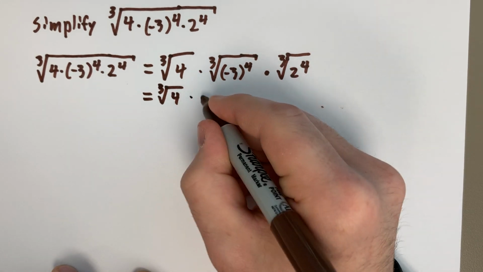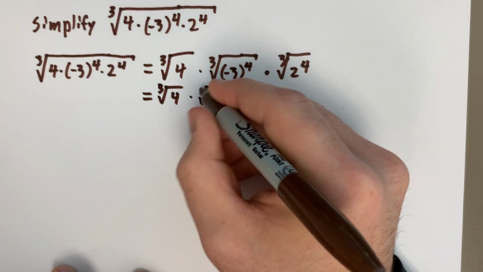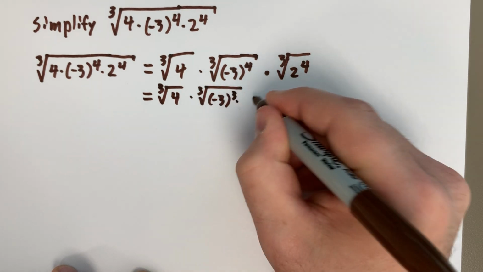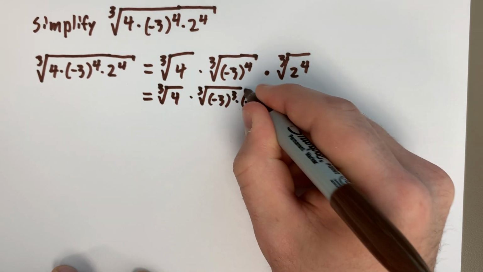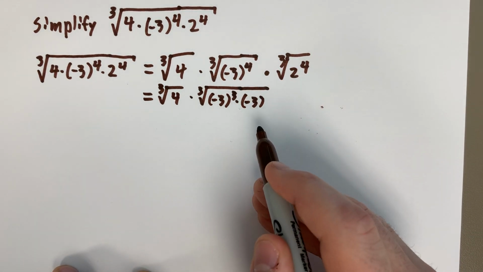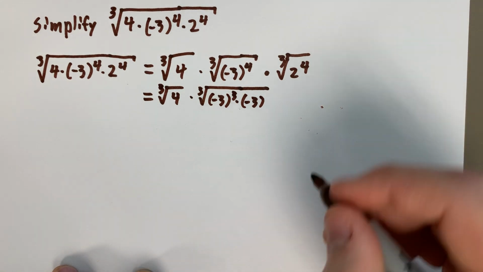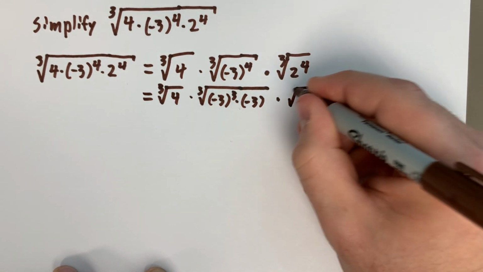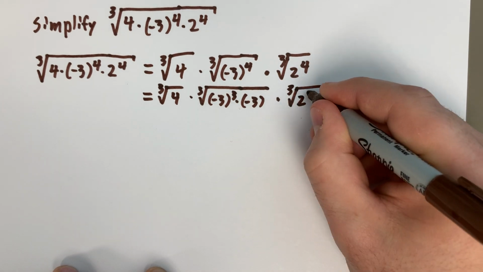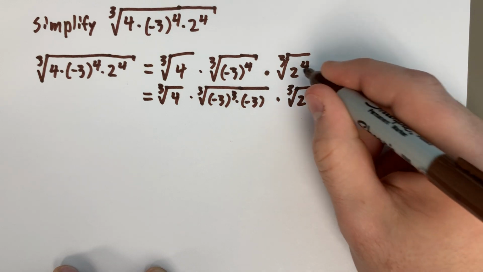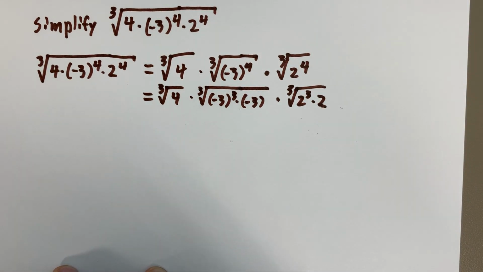I'm going to carry this cube root of 4 along for the time being. And I'm going to break this cube root of minus 3 to the fourth up as minus 3 cubed times minus 3. So notice I had 4 minus 3's here, I have 4 here. So you have to make sure that you have the same number when you're trying to break this down. Similarly, I'm going to break this guy down into 2 to the third times 2. I have 4 2's here, I have 4 2's here, we're good to go.